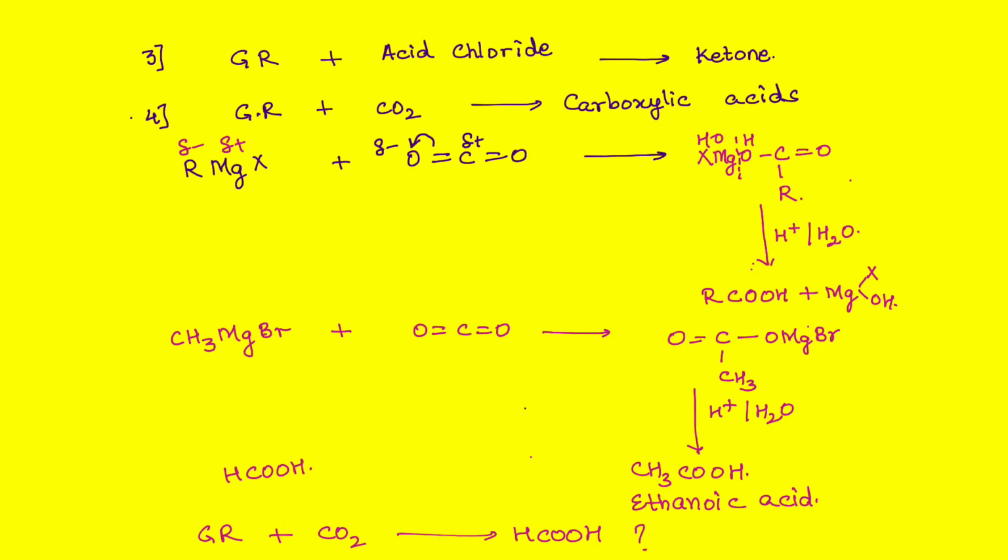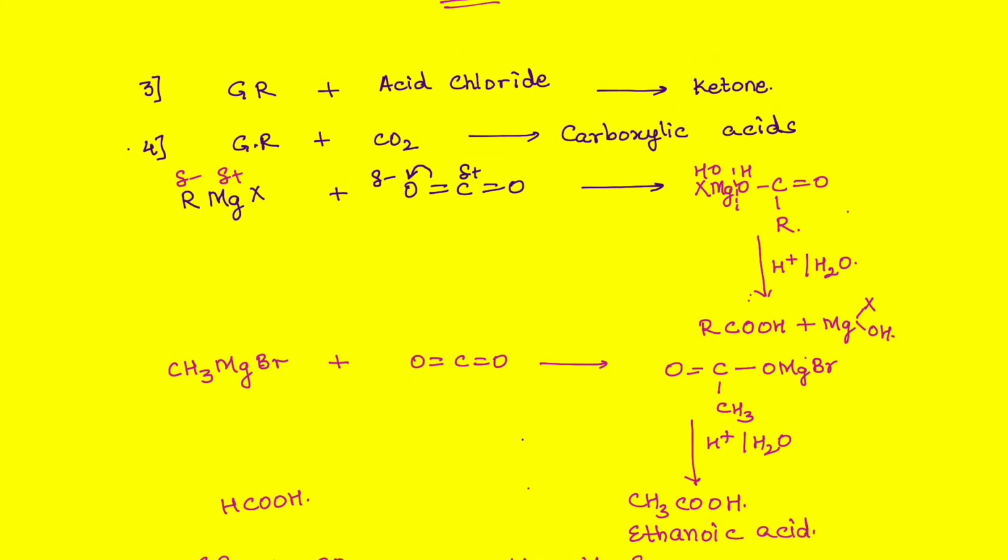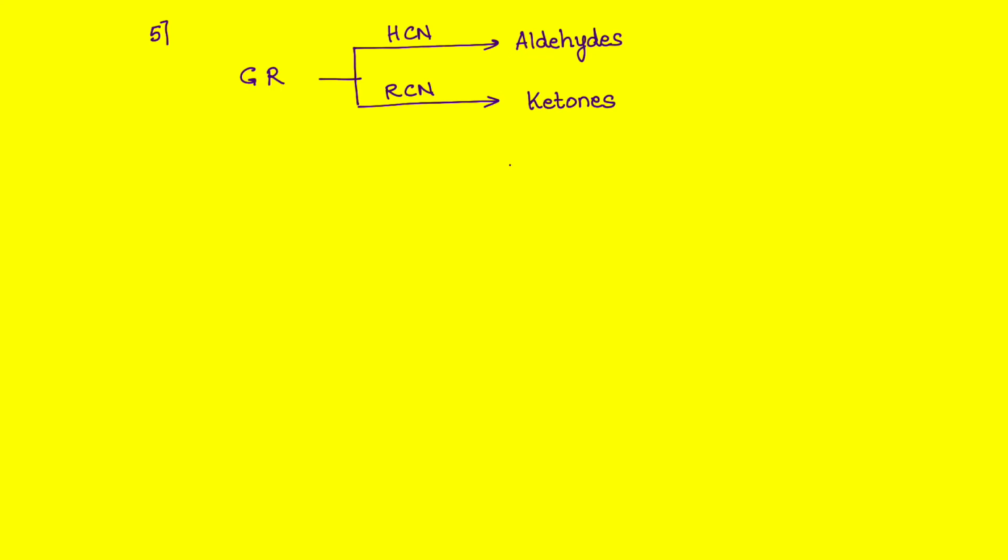In the next video, we shall be taking up some more reactions of Grignard's reagent with substances like acid chloride, carbon dioxide, hydrogen cyanide, alkyl cyanides.